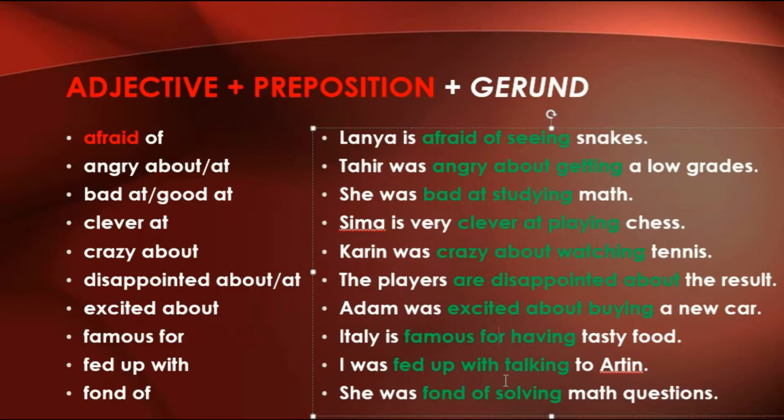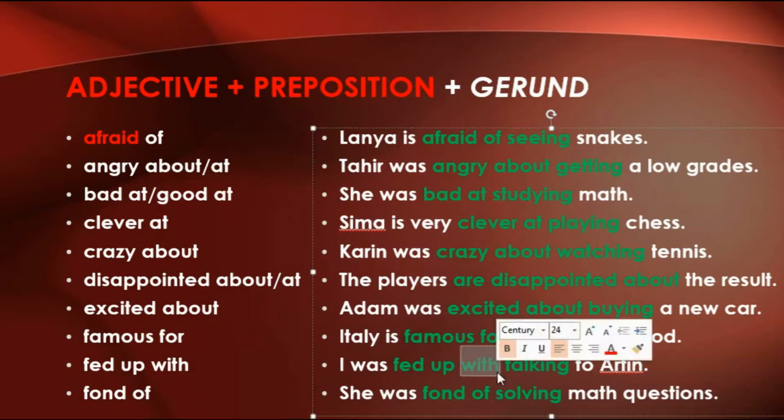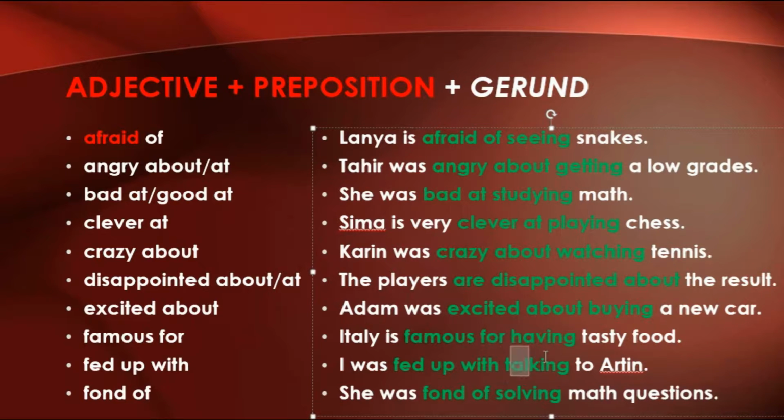I was fed up with talking to Arden, right? Fed up means I was annoyed. I was tired, I didn't like it. I was fed up with talking to Arden. So fed up is my adjective, with is my preposition, and talking is my gerund form of the verb.